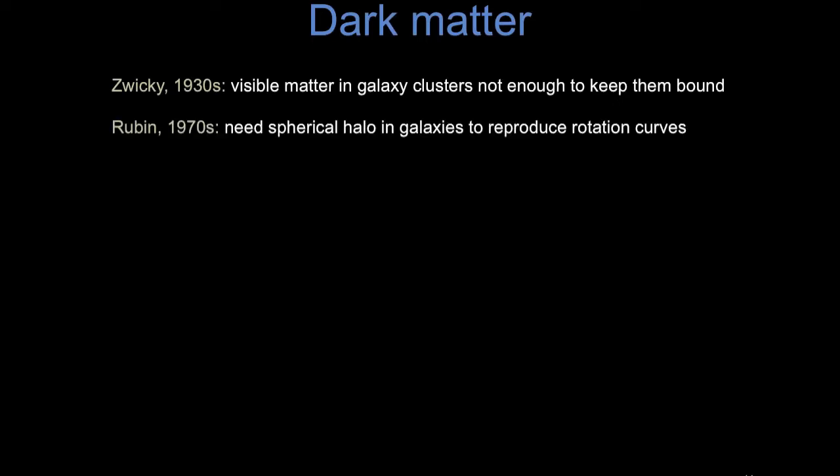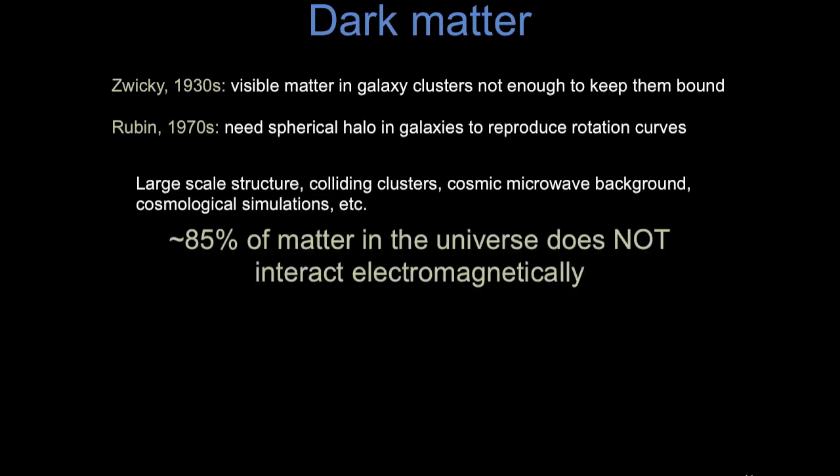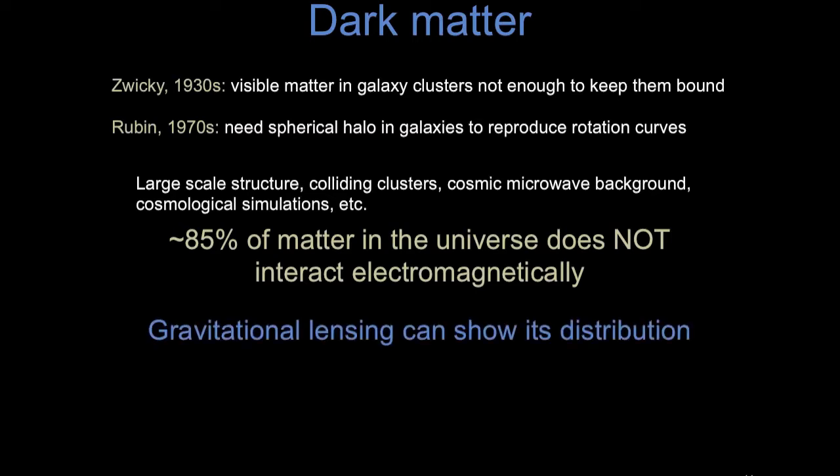In the 1970s, Vera Rubin also showed that we need a spherical halo in galaxies instead of just a disk to explain the rotation curves. Since then, many other lines of evidence have substantiated this claim, and now we know that we have to include about 85% of matter in the universe, which does not interact electromagnetically, to reproduce the observations. As far as we know, it interacts via gravity. So, gravitational lensing is a very good tool to show its distribution.